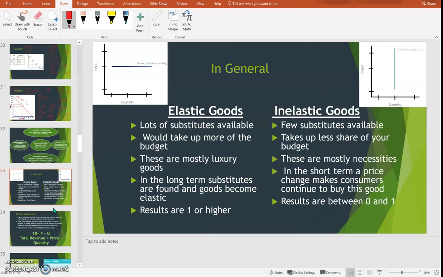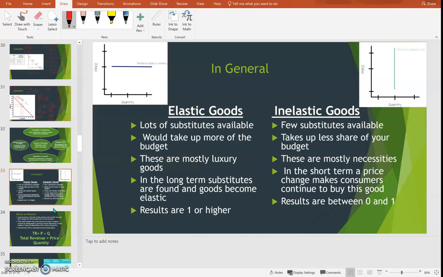So in general, for elastic goods, there are lots of substitutes available, and they take up more of the budget. These goods are mostly luxury goods. In the long term, substitutes are found and goods become elastic, and your calculation results for this are 1 or higher. So anything from 1 to infinity is going to be an elastic good.